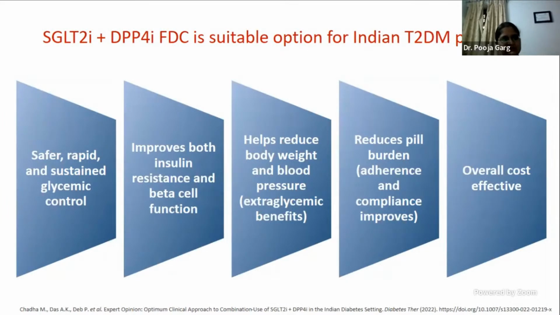So to summarize my talk today, this fixed dose combination is a suitable option for type 2 Indian diabetic patients, as it gives safer, rapid, sustained glycemic control. It improves both insulin resistance as well as functioning of beta cells, and helps reduce body weight as well as blood pressure. These are the extra glycemic benefits we get out of this fixed dose combination. It reduces pill burden, improves adherence and compliance, and therefore overall cost is improved, and it is cost effective and patient pocket friendly. Adherence can be highly justified, and therefore improves the outcomes.